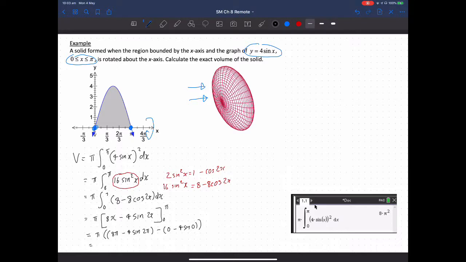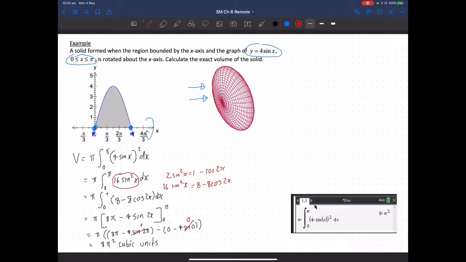Tidying that up, what we're going to get: 4 sine 0 is 0, 0 minus 0 is 0, 4 sine 2 pi, sine of 2 pi is 0, 4 times 0 is 0. So it's going to leave me with pi times 8 pi. So my answer will be 8 pi squared. Now we're looking at a volume. We do not know the units, so I'm going to write cubic units.